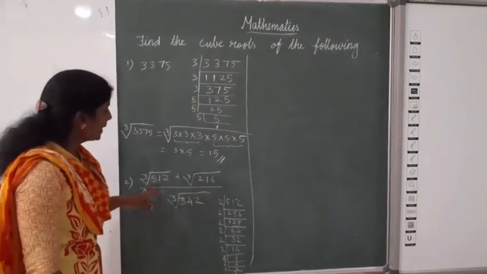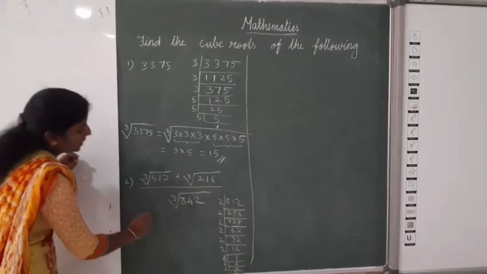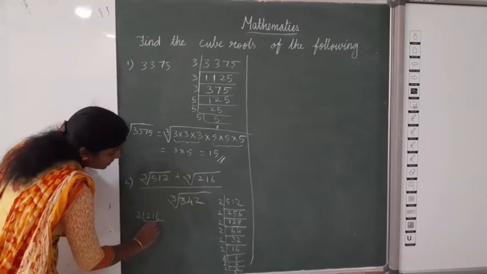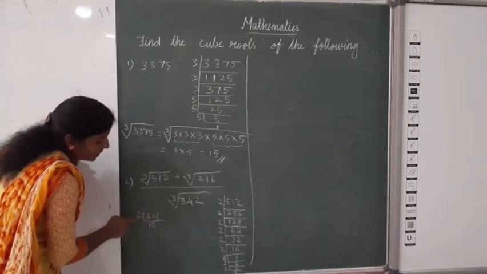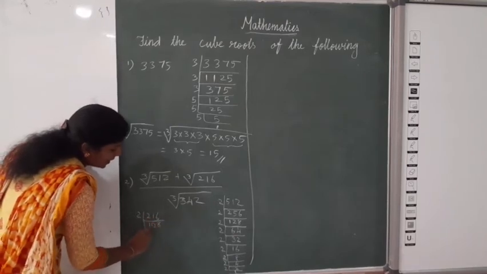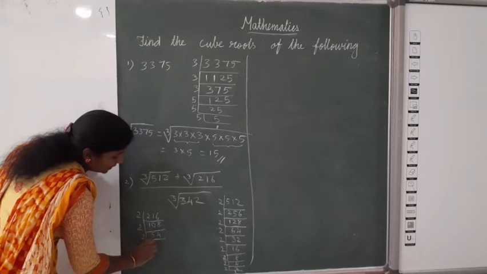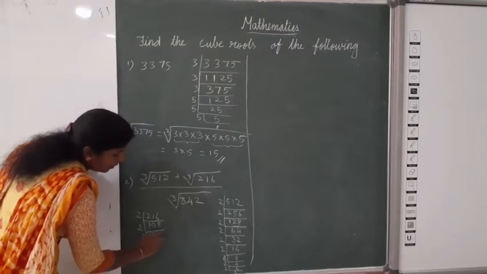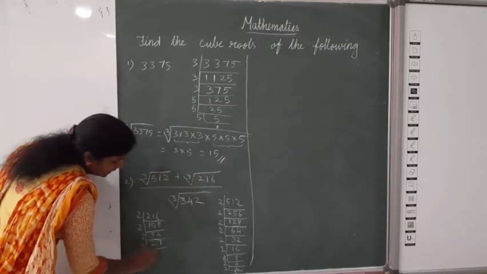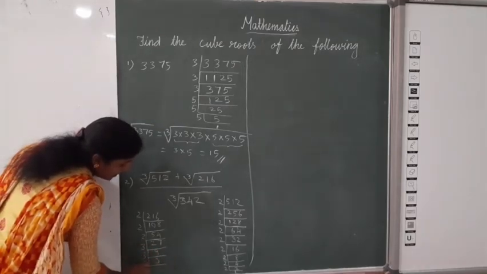Then next, 512 is over. Then 216. 216, 2 table, 1 2 is 2, 0. 1 is not in the 2 table, so we put 0. Then we take together 16, 8 2s are 16. Then 2 table, 5 2s are 10, 4 2s are 8. Then 2 table, 2 2s are 4, 1 balance, 7 2s are 14. Then 3 table, 9 3s are 27. 3 table, 3 3s are 9. Then 3 table, 1.